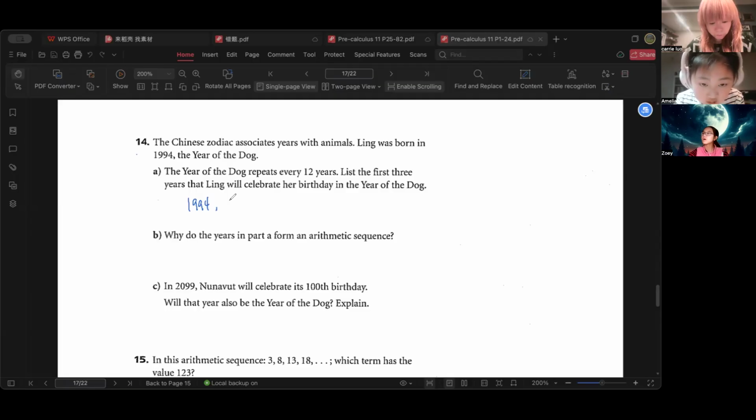Okay, so Amelia, can you tell me the other 3 years? 2006 and 2018. I put another 100 to 2030. Yeah, I also put 2030, but I didn't say it because the first 3 years include 1994. Okay. Why do the years in the past all form an arithmetic sequence? Because every 12 years, right?